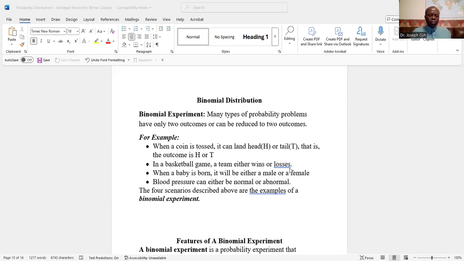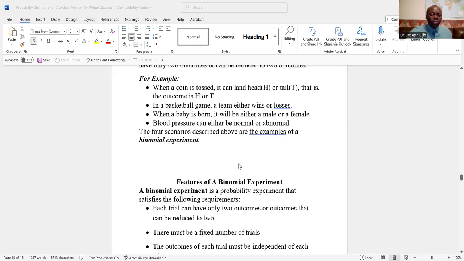So blood pressure, no matter what the reading is, either it is normal or it is abnormal. Again, two outcomes. These four scenarios will give you an idea of what we are talking about when we say binomial experiment. All these four scenarios described above are examples of a binomial experiment. You can explore other examples.